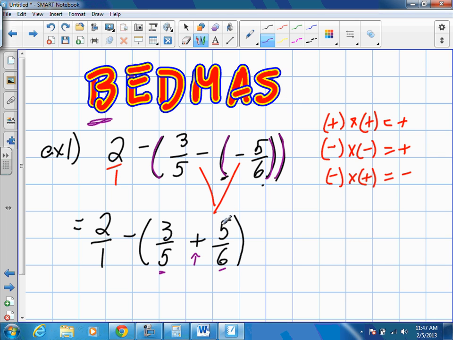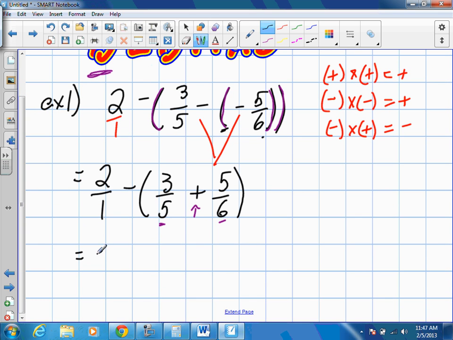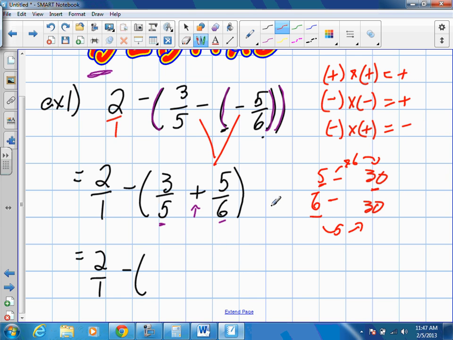Okay, so we're going to rewrite them with a common multiple. Does anyone know a common multiple of 5 and 6? 30, that's right. What would I multiply 5 by to get to 30? Okay, so I know I multiply it by 6. And what would I multiply 6 by to get to 30? Yeah, exactly. Okay. So what I need to do is multiply both the top and the bottom of these fractions by those terms to get a common denominator.